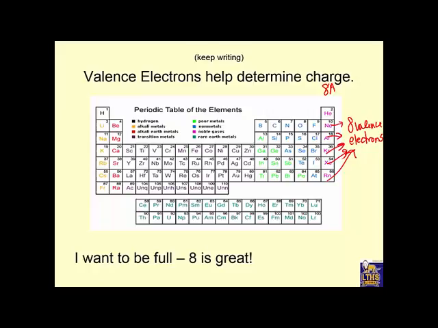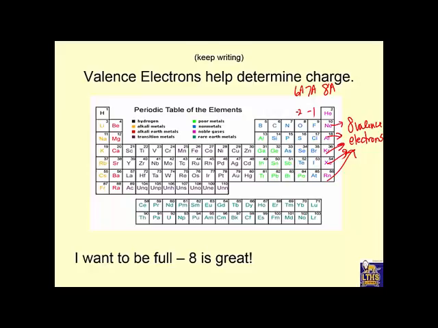And so all these other elements try to be like the noble gases. Fluorine has 7 valence electrons and makes a -1 charge, because once it gets another electron, then it has 8. 8 is great. Oxygen, group 6A, has 6 valence electrons. Once it gains 2 more, then it's going to be stable like neon and have 8 valence electrons.